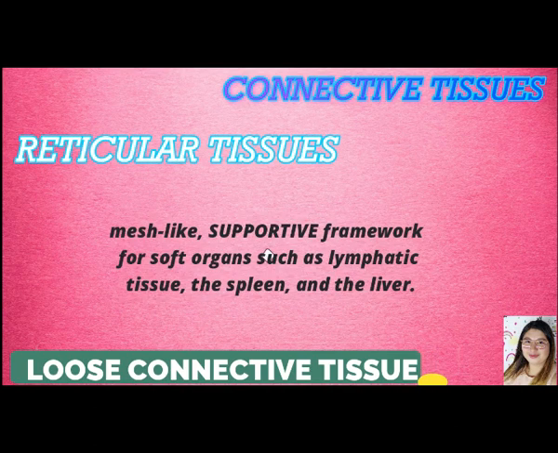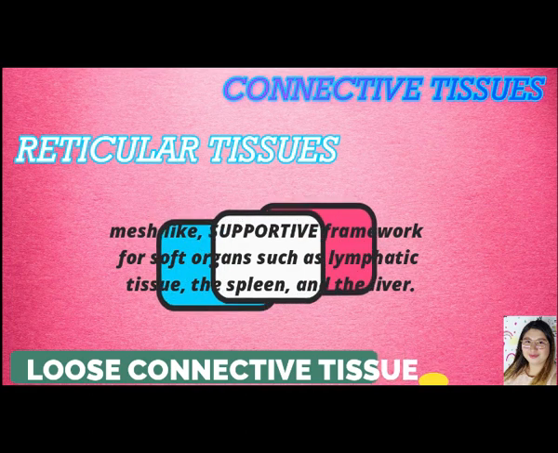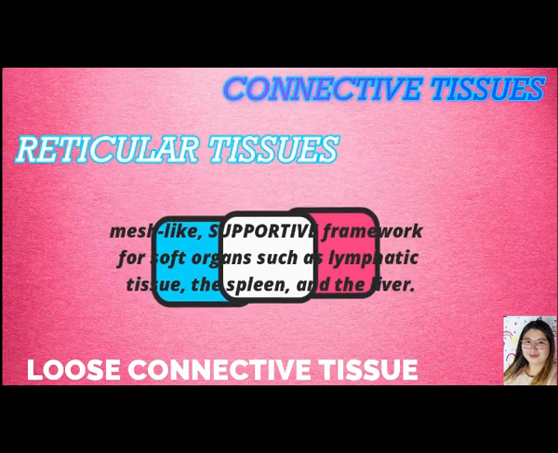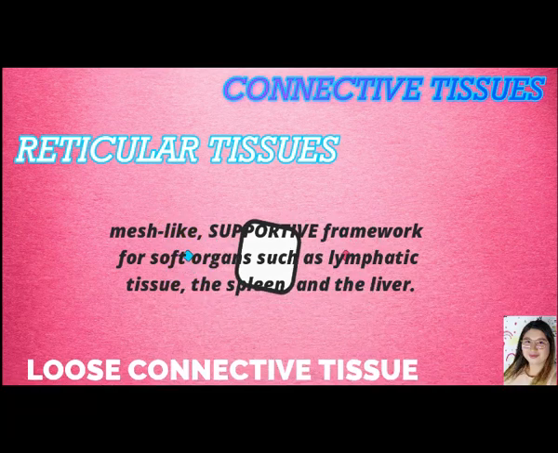And the third one is the reticular tissue. It is a mesh-like supportive framework for soft organs such as lymphatic tissue, the spleen, and then the liver. So reticular cells produce the reticular fibers that form the network onto which other cells attach. So, tignan natin ito. Yan yung reticular tissue na sinasabi natin, present in soft organs, just like your liver.